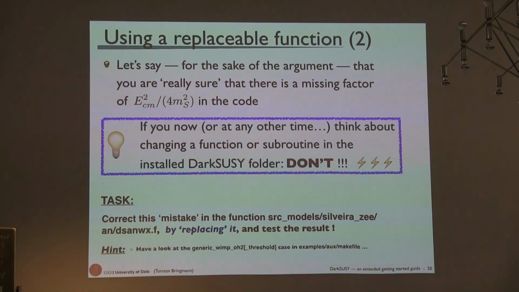So I guess we don't really get there, but this is the next thing that you could try. It's really easy once you've done it once. And there's an example in the examples folder. There's a code that is called generic WIMP omega h squared, which we've already used. But there's another target which is called generic WIMP omega h squared _ threshold. And that's exactly doing this.